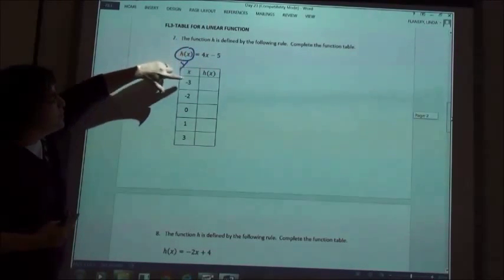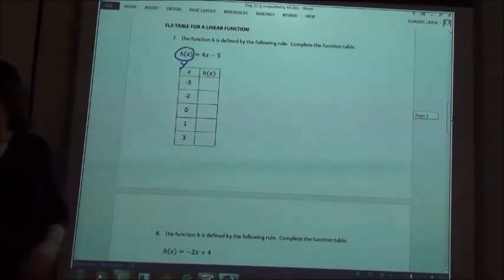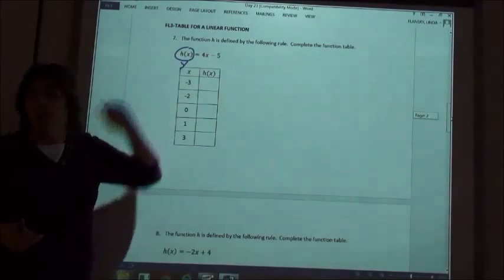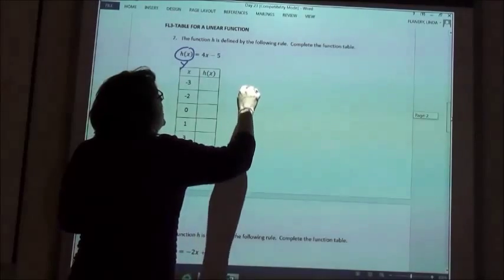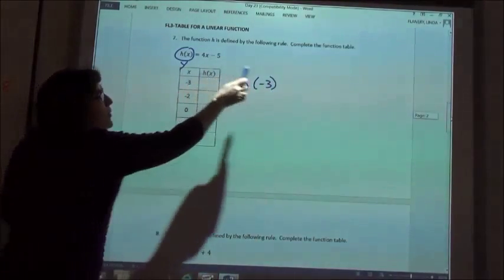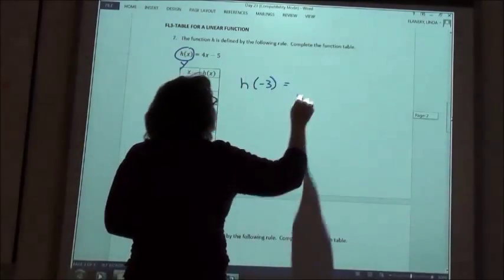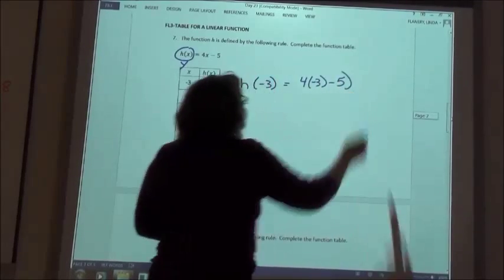I'm going to substitute the number in for the x, but I'm really only doing the work on the right-hand side. I'm finding what my answer is if I put -3 over here on the right and solve it. So first one is written like this. They'll do this: h of -3 to tell you, oh, I'm putting -3 in for my x. And then they're going to do it on the other side. 4 times -3 minus 5.